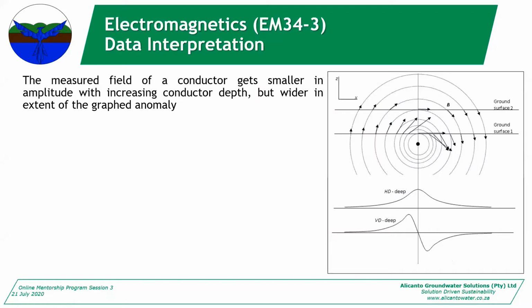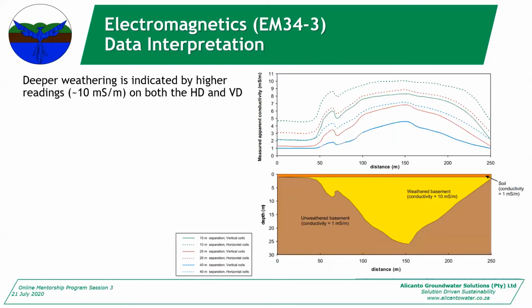Now this is for your vertical intrusives and those kind of things. What we more typically use it for is weathered zone basement aquifers. So here we've got your solid lines as your vertical coils, or horizontal dipole. We've got green at a 10 meter spacing, so 5 meters penetration. Red is at 20 meters and blue is at 40 meters. That is for vertical coils, the horizontal dipole. Then your dotted lines are your horizontal coils, or vertical dipole.